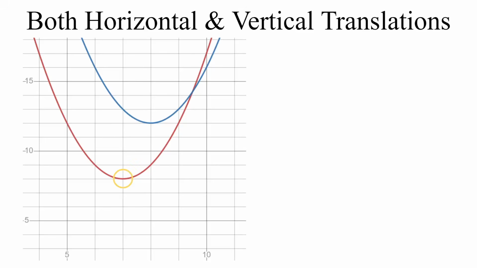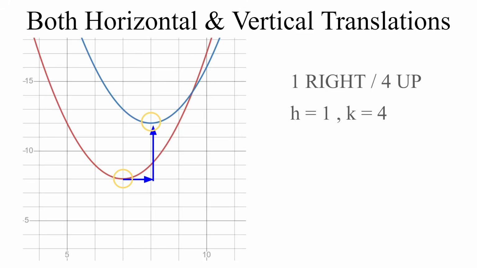So if we look at these two vertices and we try to move the red one to where the blue one is, we have to move one right and I think 5 up, 4 up. So h would be to the right, so positive 1, and 4 up would be k of positive 4. Let's look at another one.